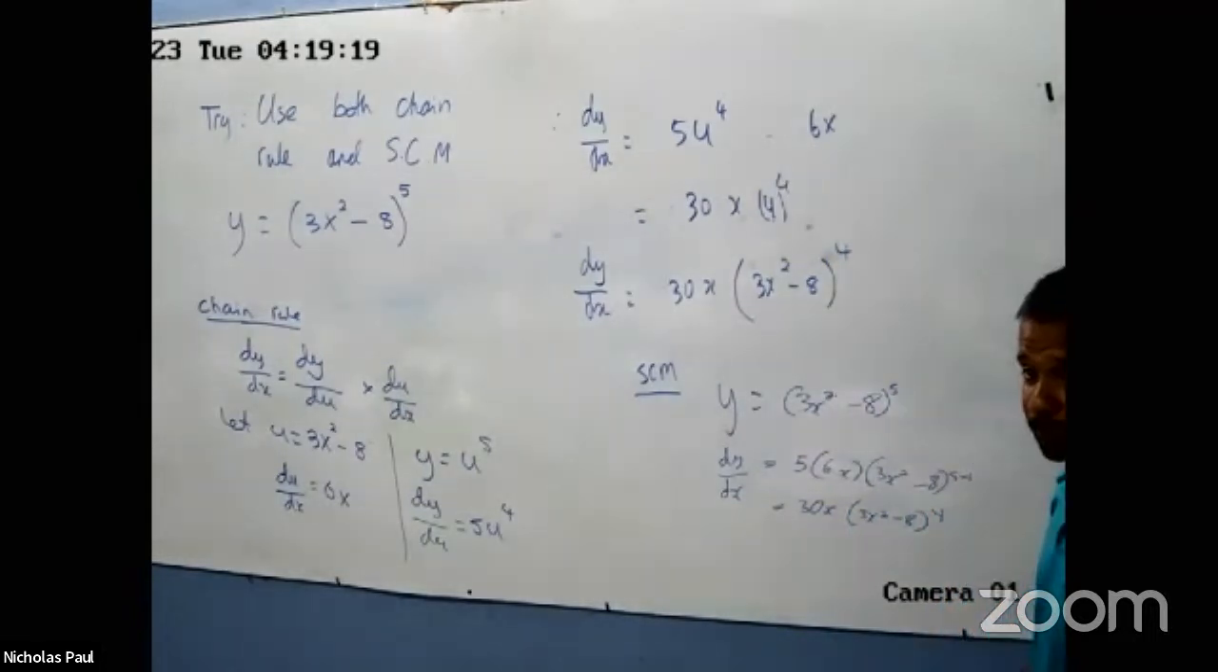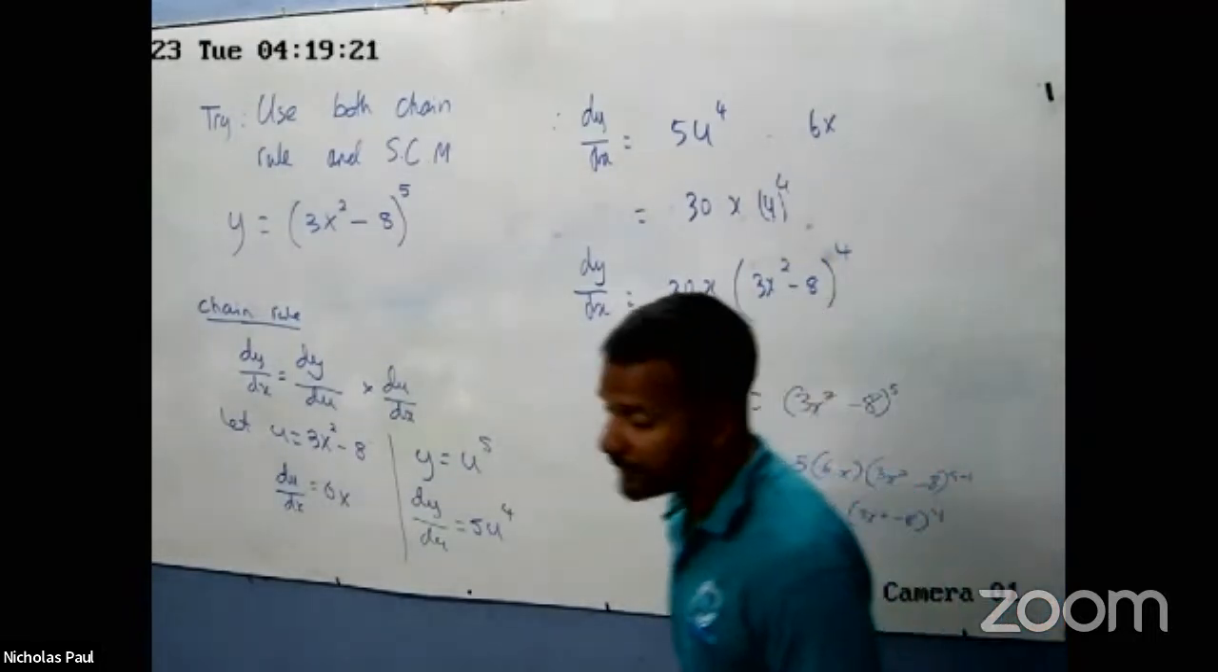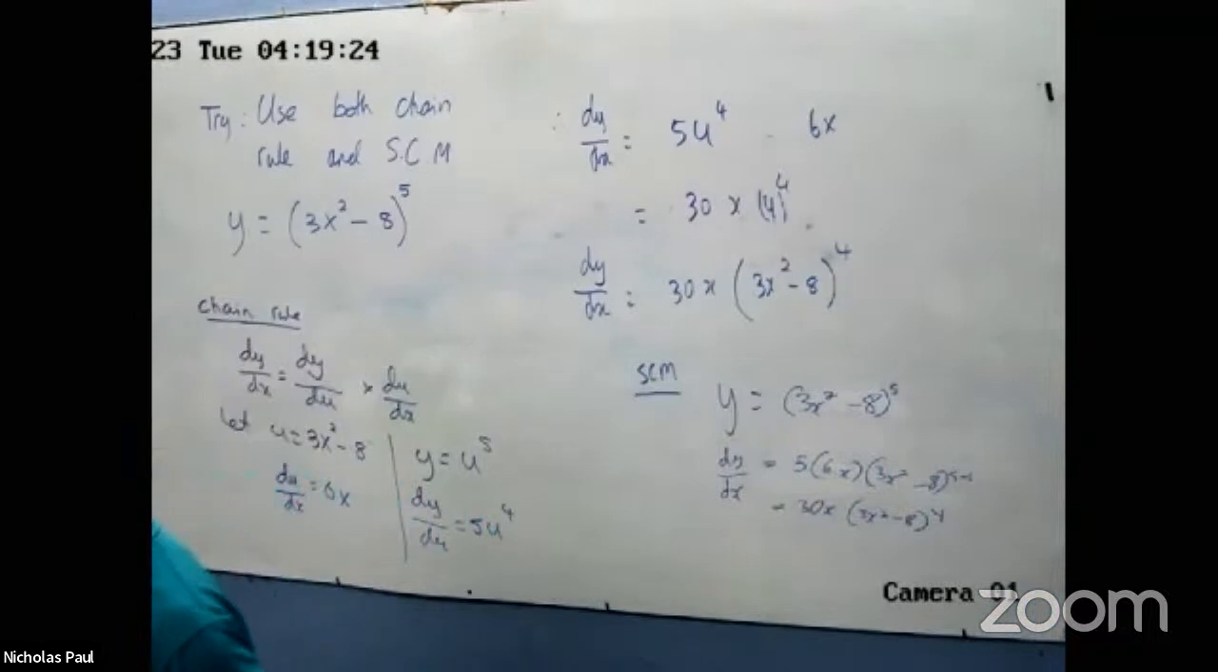All right. Okay, nice. Next thing we have to look at, two more rules, sorry: the product rule and the quotient rule.